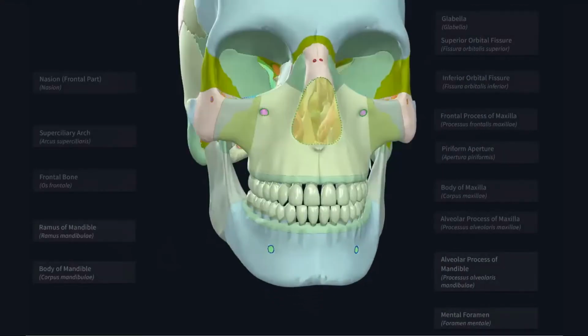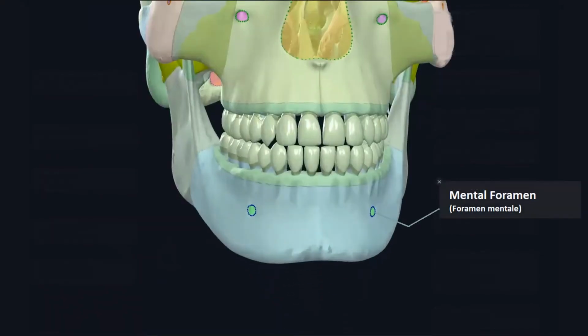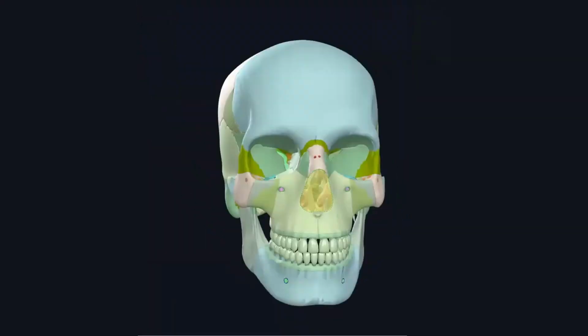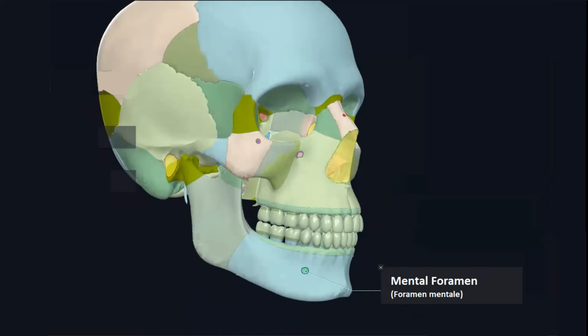Now here you can see the round openings on both sides of the body of the mandible, known as mental foramina. Mental foramen is a small round opening. It allows the passage of the mental nerve, mental artery, and the mental branch of the inferior alveolar artery. It's clinically very important as it provides the region for the placement of dental implants.